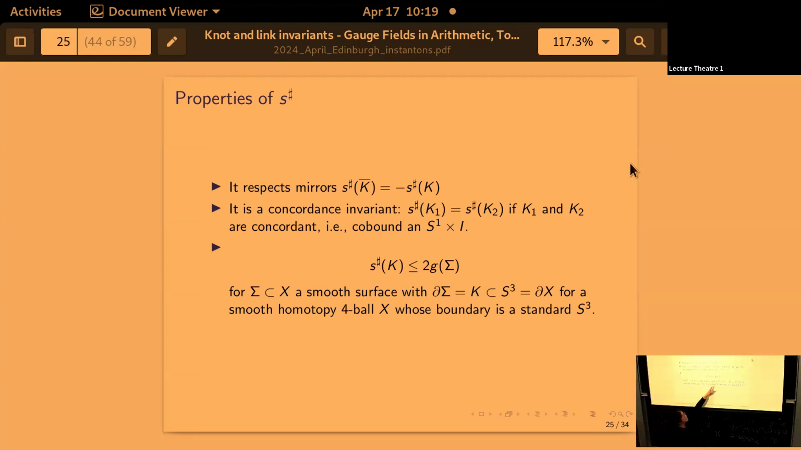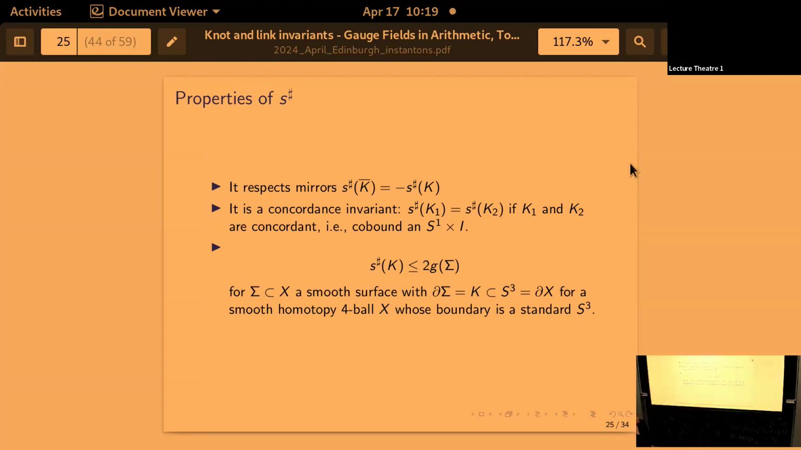So the genus here, we're only saying that, oh wait, no, I did write this down. So yeah, if you have a homotopy four-ball with a standard S3 boundary, and you have a surface sigma in it whose boundary is K, its genus is bounded below by S sharp. And the same thing is known for S without the sharp, just for the standard four-ball? Yeah, only for the standard four-ball.